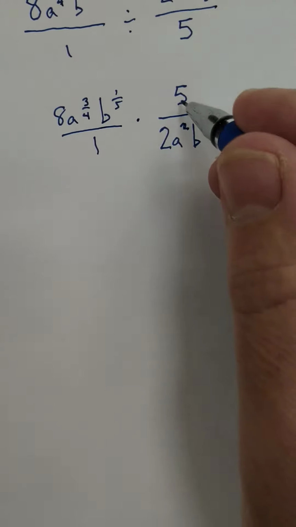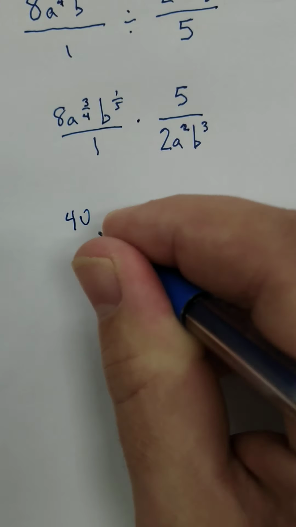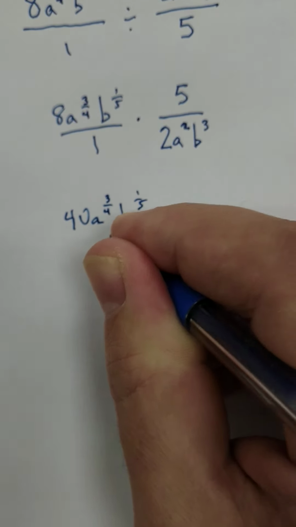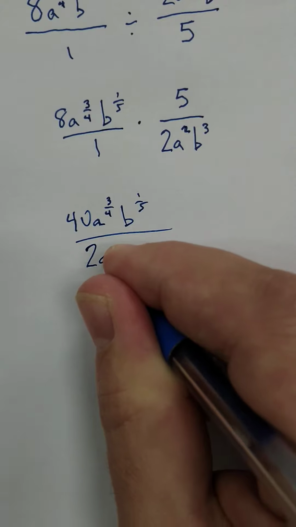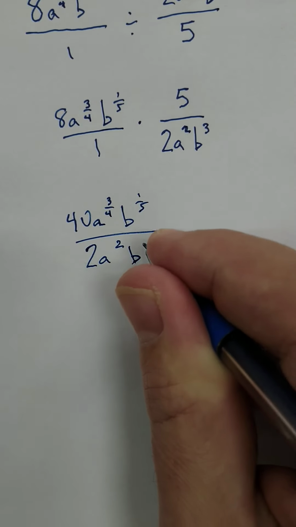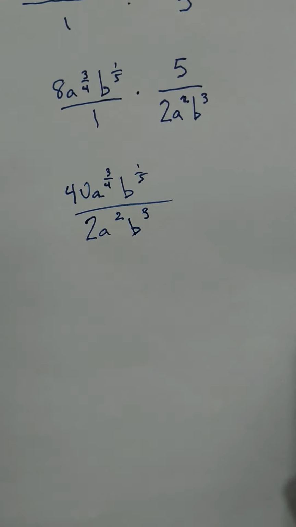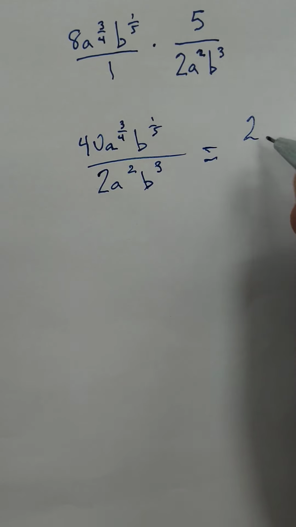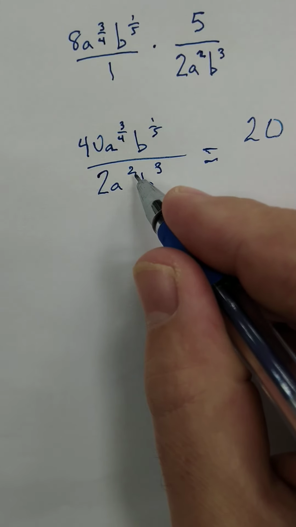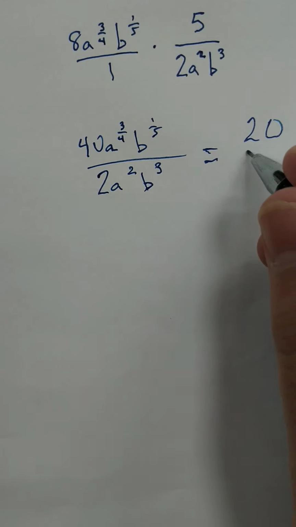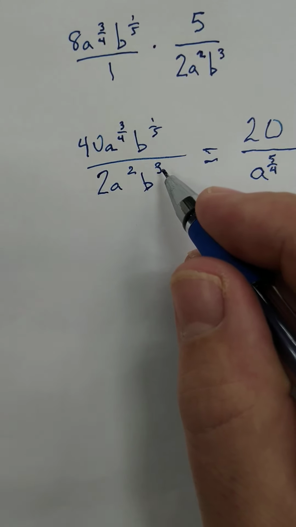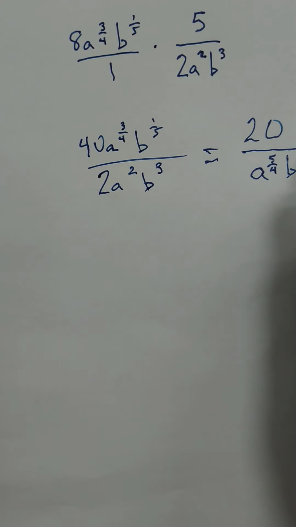I got it off Shopee, but 5 times 8 is 40. And I'm just going to write these. B to the 1/5 over 2a squared, b to the 3rd. Okay, so 40 divided by 2 is 20. Okay, so that is 8/4. So that means on the bottom it's 8 to the 5/4. And that's b to the 15 over 5, so b to the 14 over 5.